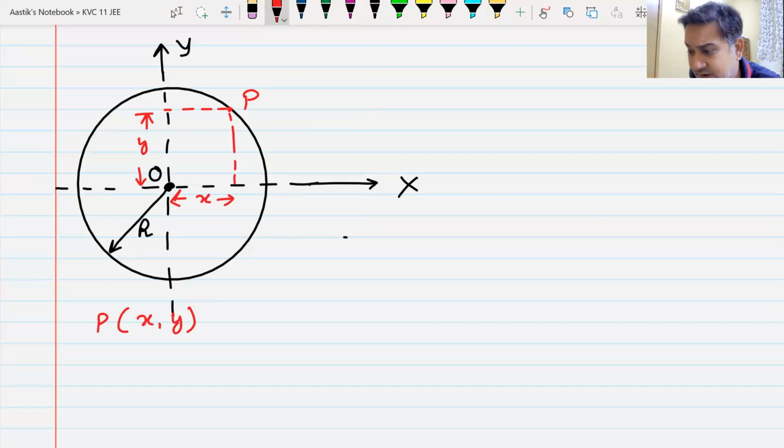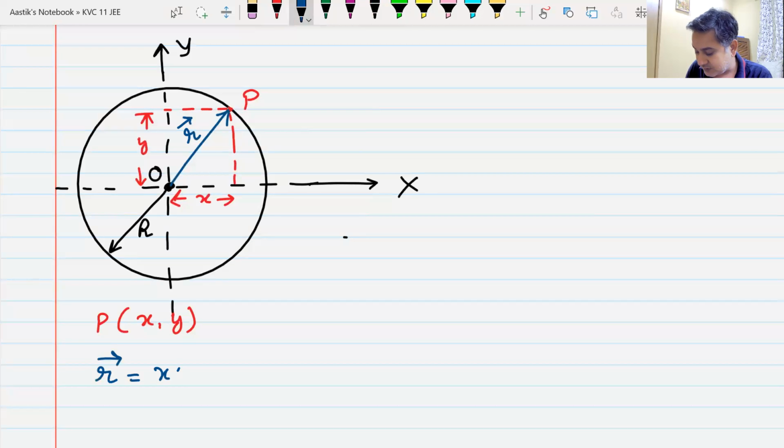Not a problem. We have done this. Or the other way is I could also draw a position vector r vector joining the origin to the point P, and I can say this r vector, the position vector of the particle, is nothing but xi plus yj. I can easily do it this way. We have already done this. Knowing the x and y coordinates, we can easily locate the position of any point on this circle. So far, so good.